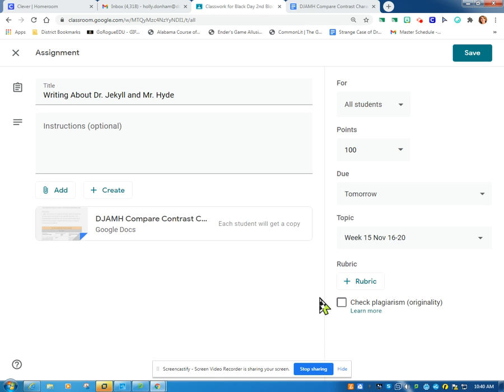This tutorial is going to help you complete the assignment in Google Classroom called Writing About Dr. Jekyll and Mr. Hyde. We want to establish that Dr. Jekyll and Mr. Hyde are both opposites. So we're going to do some pre-writing on this Google Doc to prepare us for putting an essay together when we get back from Thanksgiving.